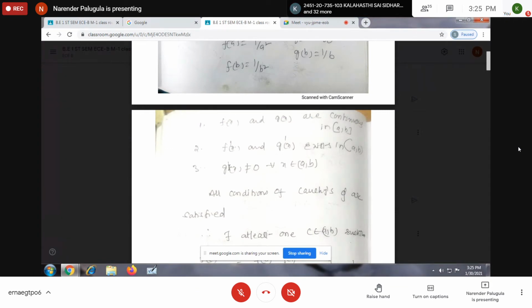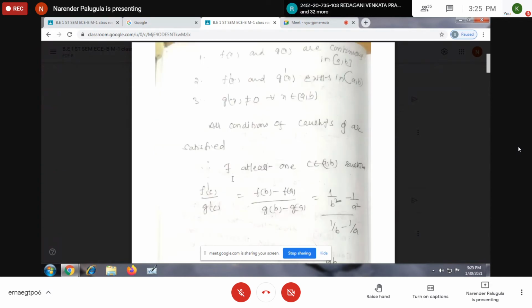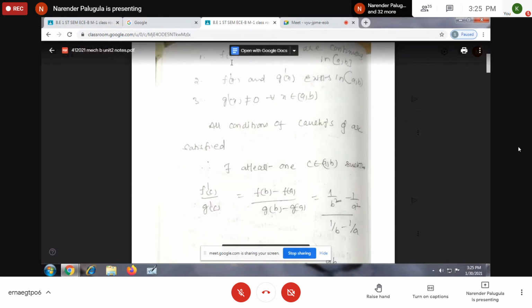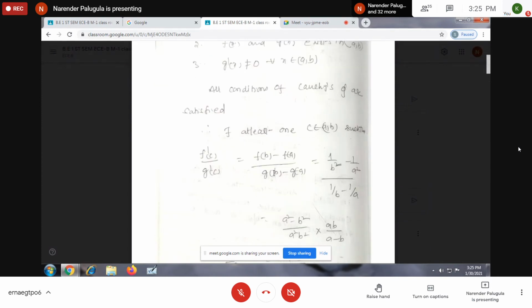There is no zero value. So all conditions are satisfied, and the conclusion is also satisfied. Here f and g satisfy all the conditions of Cauchy mean value theorem.